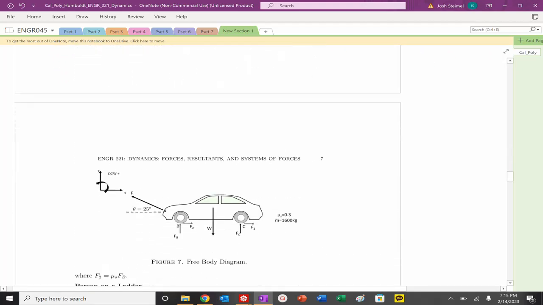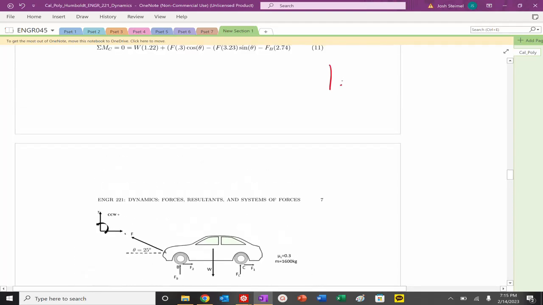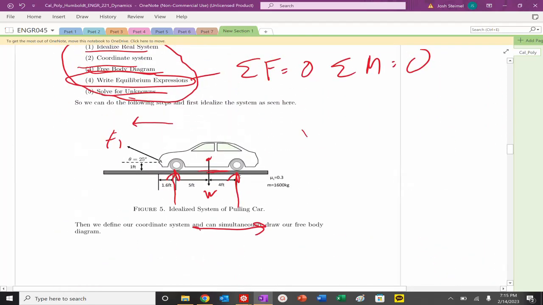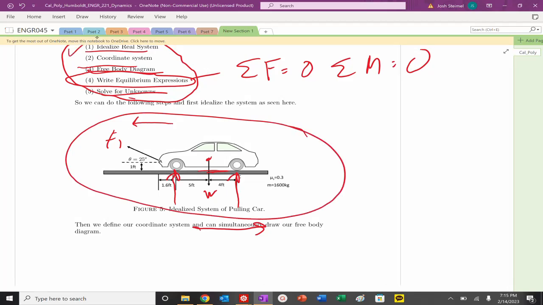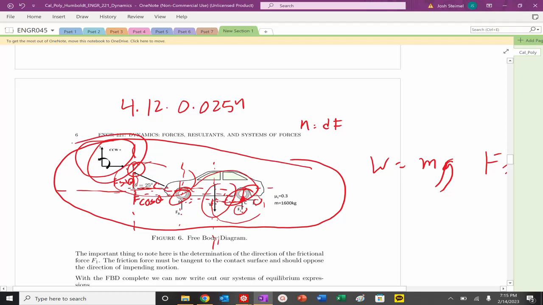So we're going to look at, again, what's our first step? Let's idealize our system. Same idealization here, so same system effectively we're working with. So first step, done. Coordinate system: same coordinate system here, fantastic.